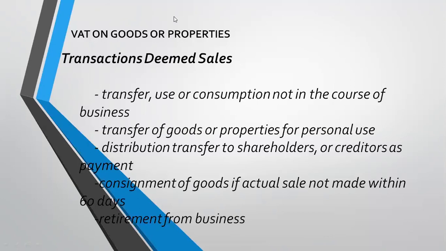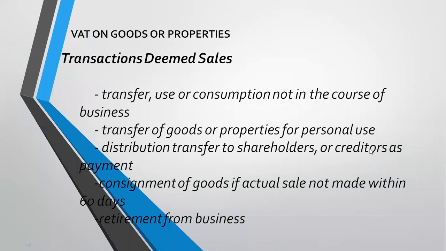Distribution or transfer to shareholders or creditor as payment. When the corporation declared dividends, and instead of cash, it transferred goods, its merchandise, as payment to its shareholders, the corporation distributes goods to shareholders. Such distribution or transfer of goods to shareholders is considered a deemed sale, or a valid sale transaction.